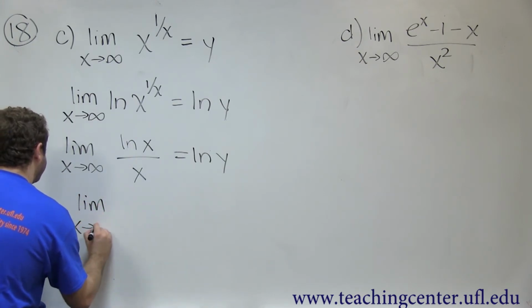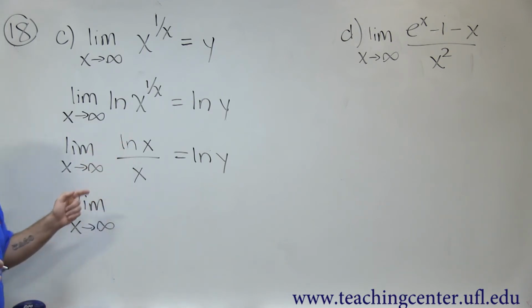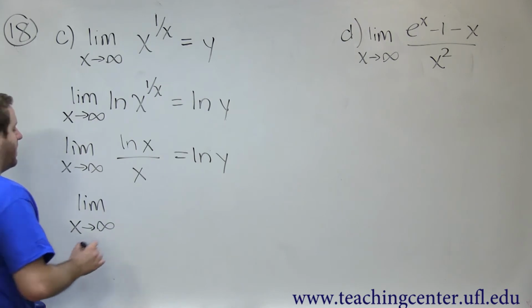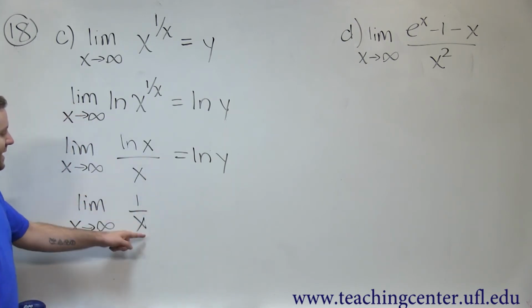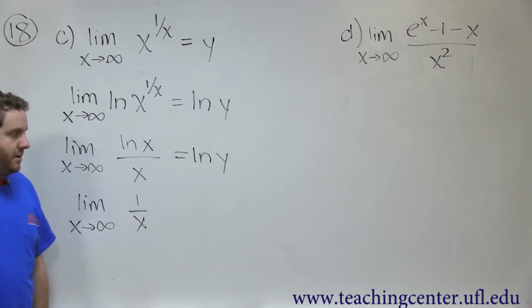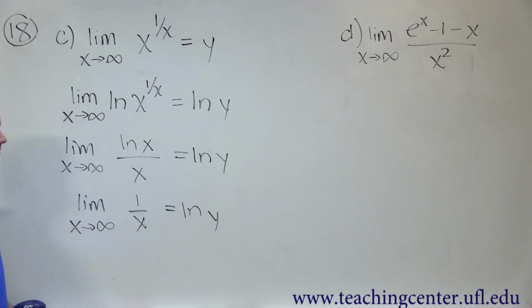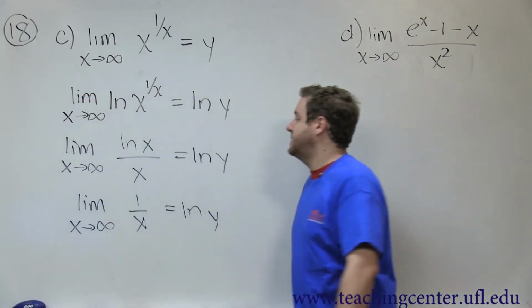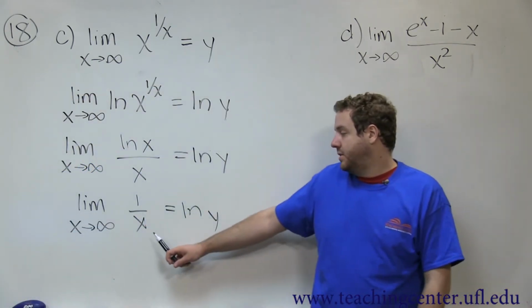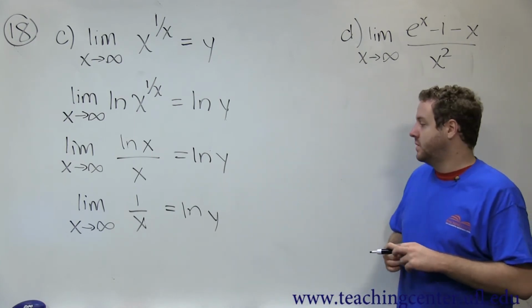L'Hopital's rule says that this limit is the same as the limit of the derivatives of the top and bottom. The derivative of ln x is 1 over x, and the derivative of x is 1. So I'm not going to write that on the denominator. As we go x to infinity, you can see that this has just become 0 because the bottom goes to infinity and the top's a constant. So that would tend to 0.